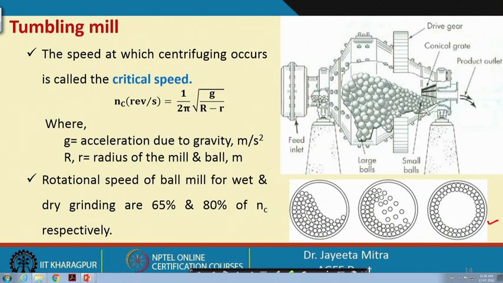Rotational speed of the ball mill for wet and dry grinding are 65% and 80% of critical speed respectively. So, in case of wet grinding, the speed will be 65% of NC, and for dry grinding it will be 80% of the critical speed.